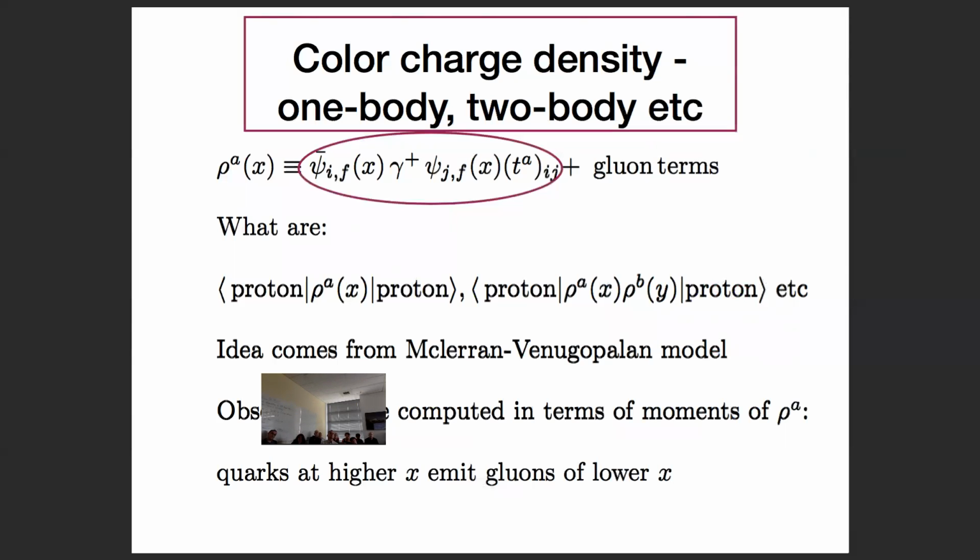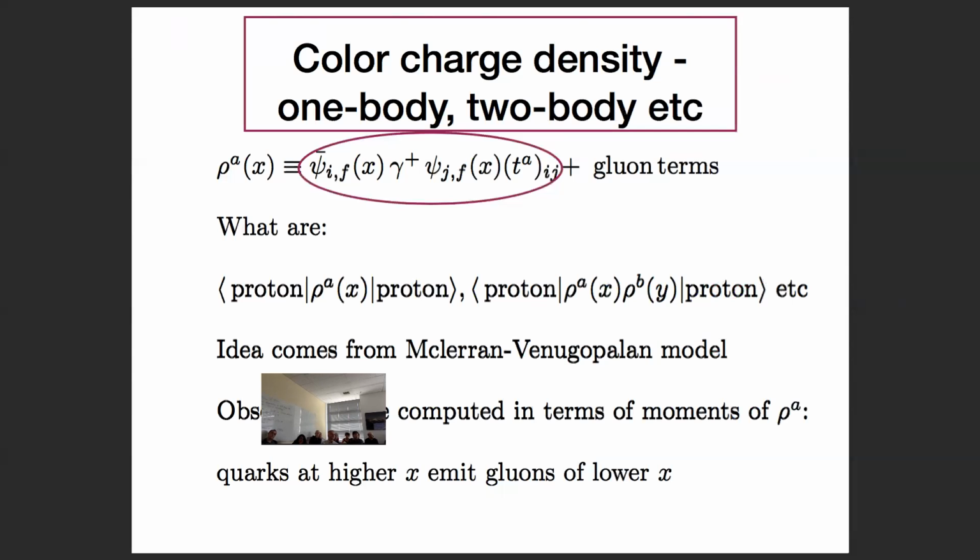Then you have a psi. The J is the color label. This is a color charge density, so you have the T^A, lambda^A over 2, between i and j, two different colors, and we have some flavors. And then in general, there are gluon terms, which I think are very interesting.